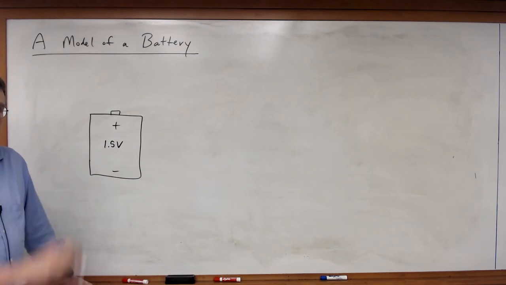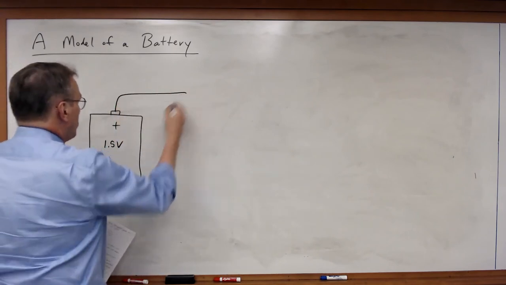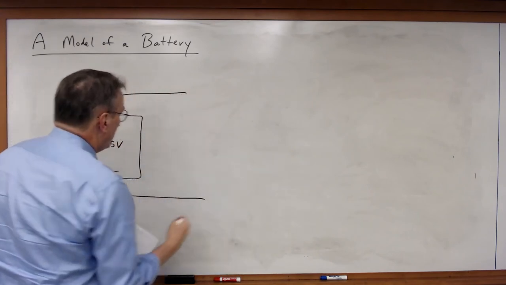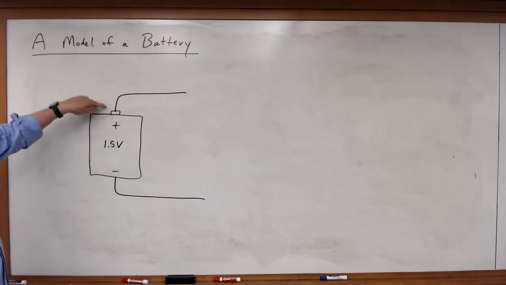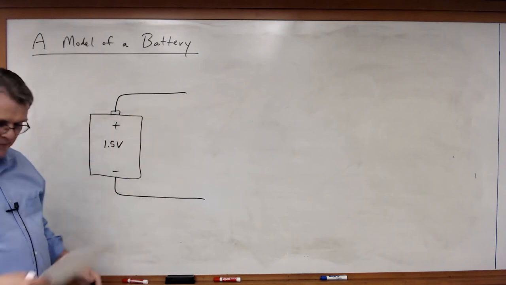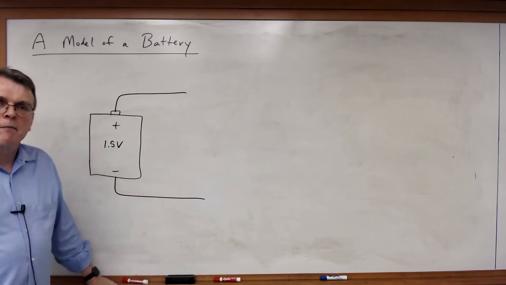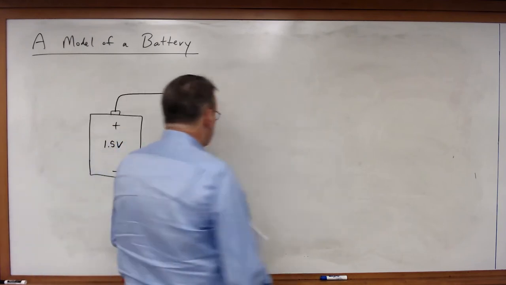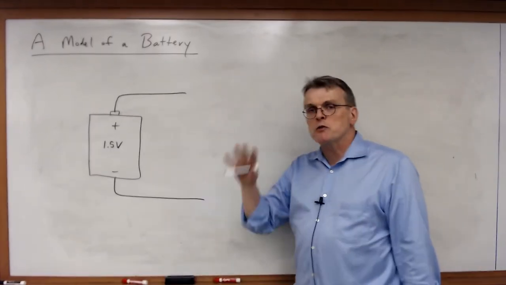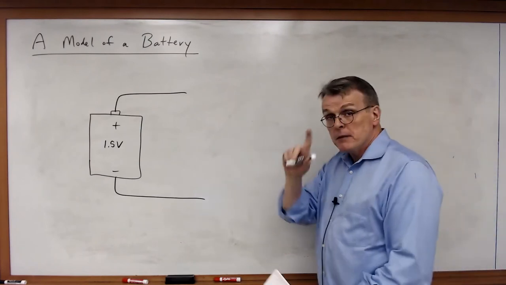So what I want to do is represent how a battery works. I'm going to connect a couple of wires to the positive and negative side of that battery. These are ideal wires. And I want to ask, how do you model a battery? Well, it turns out there's a very simple first order model that people use for batteries all the time. They represent them like so.